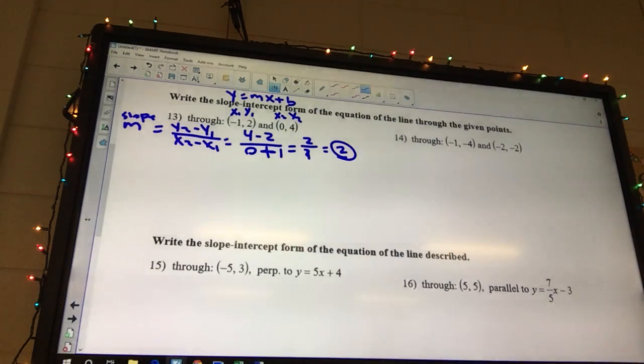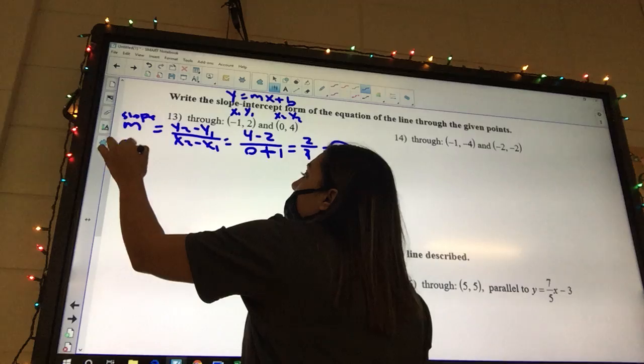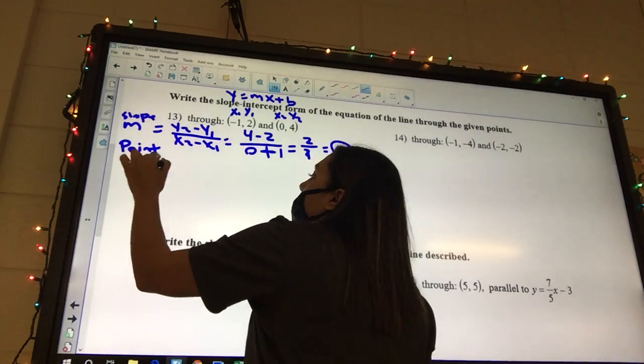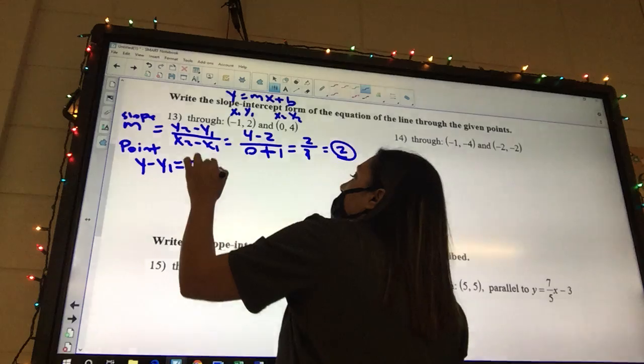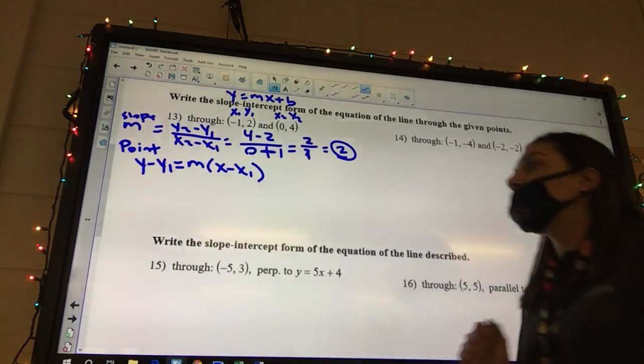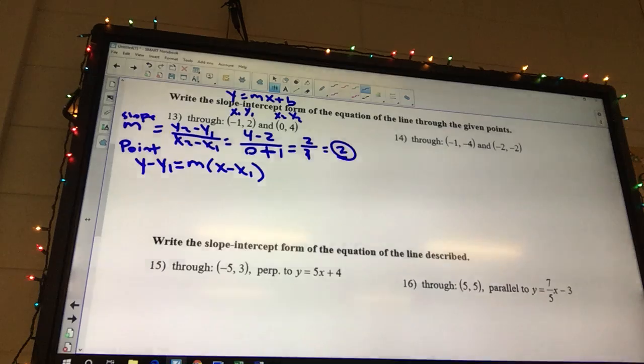So which formula am I going to use? Good. I have points and I have a slope. What formula do I got to use? Point slope, Miss Henning. Okay, so if we have points and we have a slope, it's literally in the title of what I'm saying. You're going to use point slope.